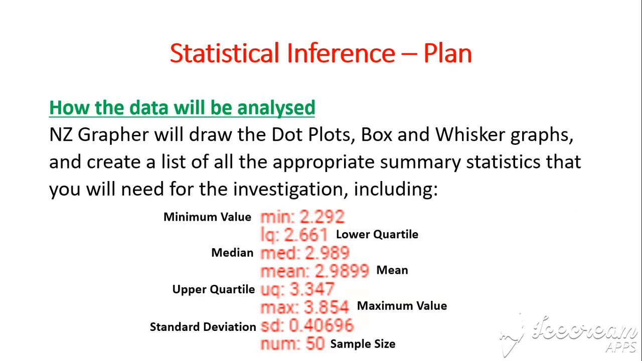Finally, how the data will be analysed. Well, we're going to use a program called NZ Grapher. And this is going to draw out dot plots and box and whisker graphs and create a list of all the appropriate summary statistics that you're going to need for your investigation. They include the minimum value, the lower quartile, the median and mean, the upper quartile, the maximum value. There's a new statistic we're going to talk about shortly in one of the upcoming videos called the standard deviation, and it also tells us our size of our sample.